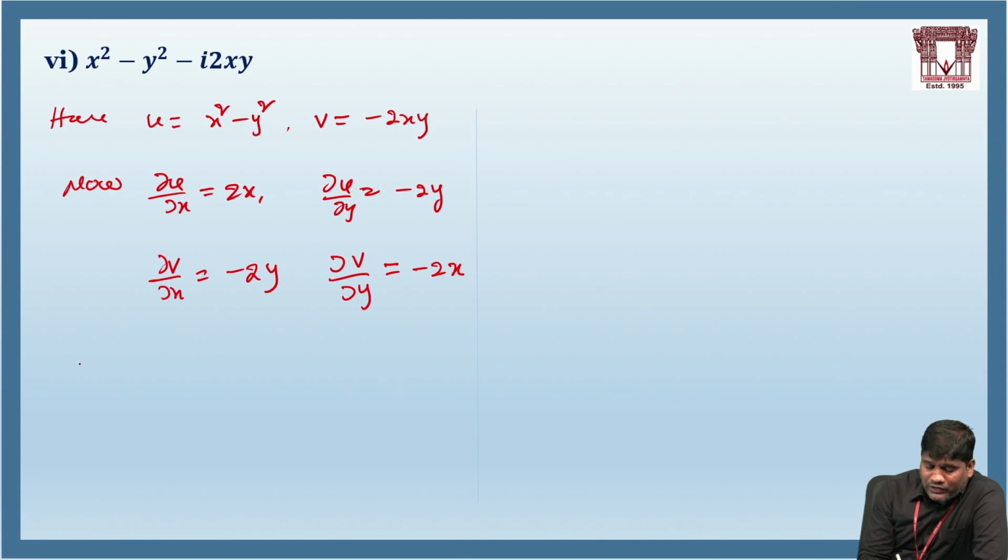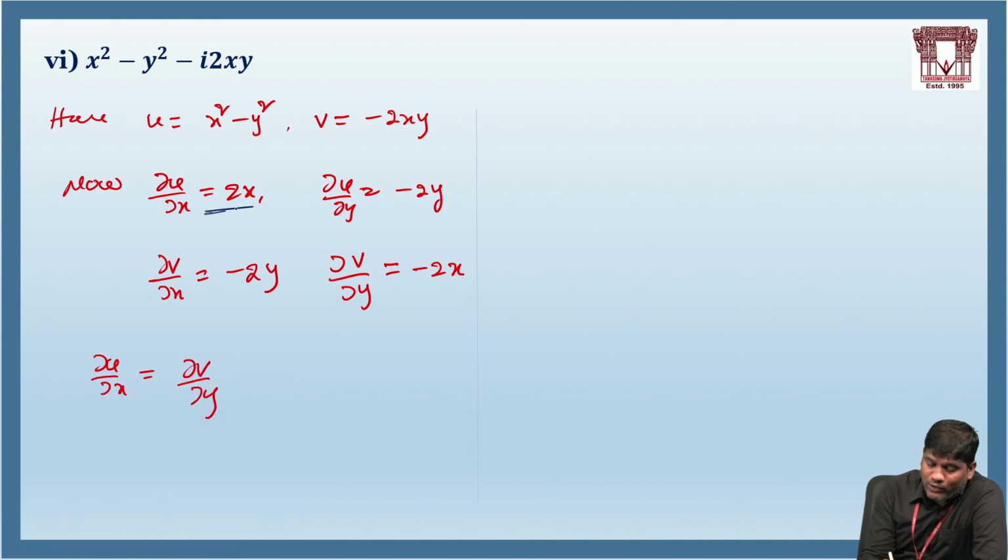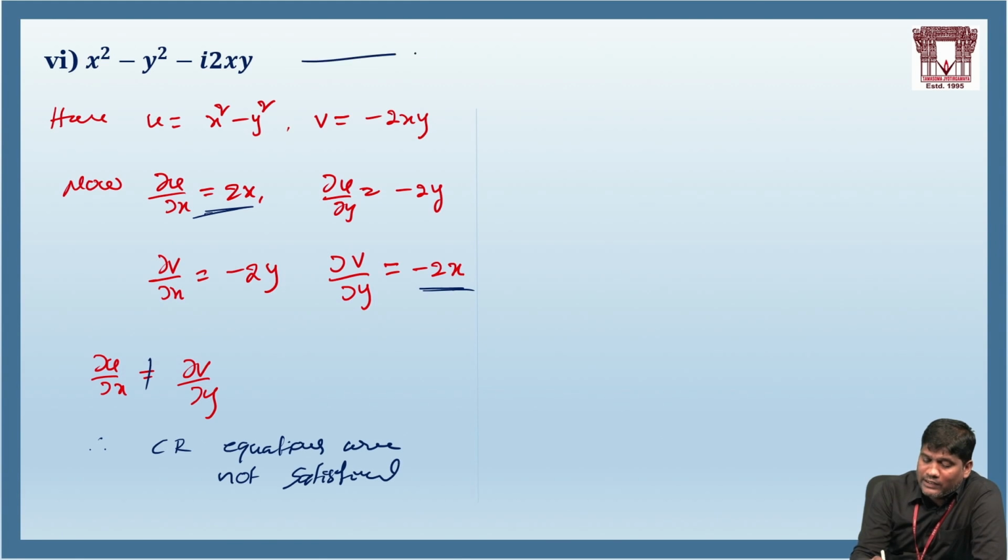In the Cauchy-Riemann equations, the first condition is ∂u/∂x is equal to ∂v/∂y. But here ∂u/∂x is 2x, but here it is minus 2x, not satisfied here. Therefore here the Cauchy-Riemann equations are not satisfied, so that this function is not analytic.